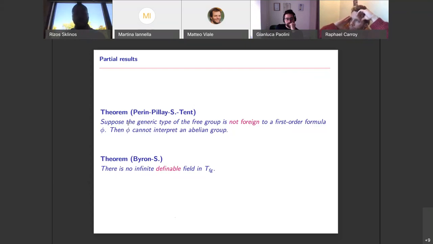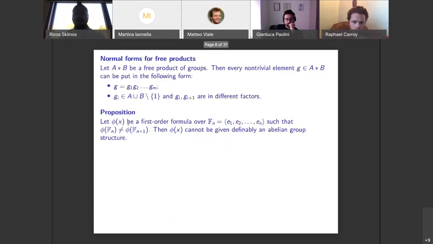And another big result, which I extended and based my proof on, we obtained with Ilya, and we proved that there is no infinite definable field. There is a big step between not finding a definable field and not finding an interpretable field. So let me give you now a particular case of the first theorem, as this particular case lies at the core of the whole proof.